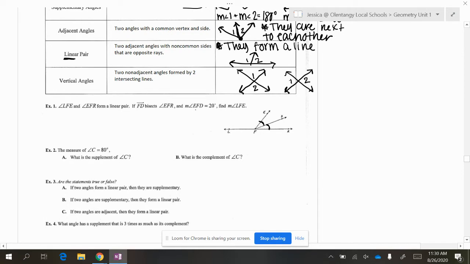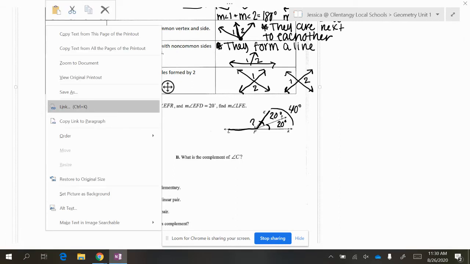Then it's telling me the measure of angle EFD is 20 degrees. So E to F to D right here is 20. Well, this angle also has to be 20 degrees because they're congruent from that angle bisector. Find the measure of angle LFE. So we need to figure out what LFE is. Well, if we add these together, this whole angle is 40 degrees.